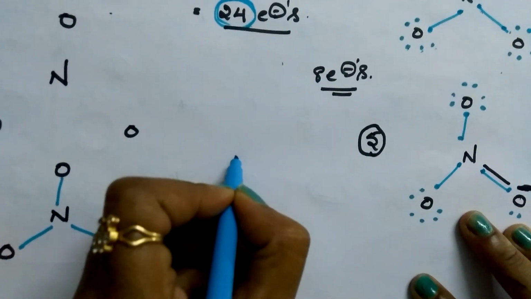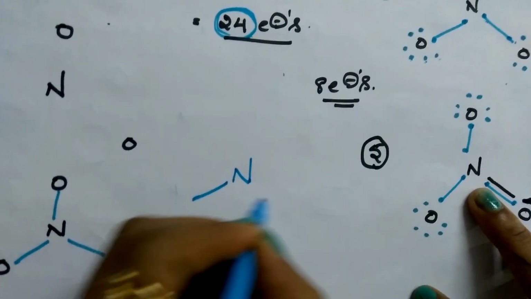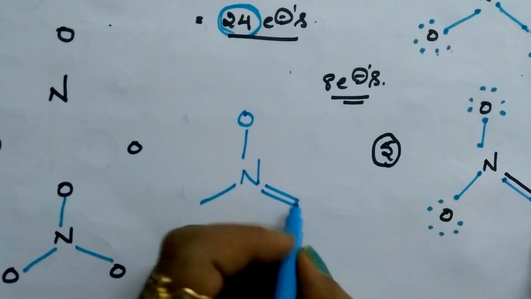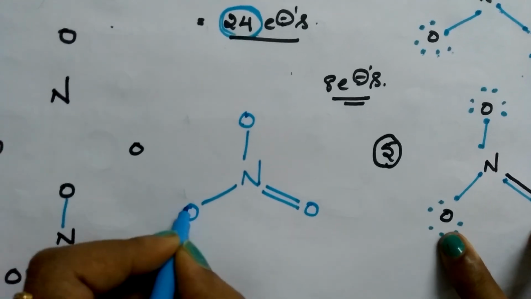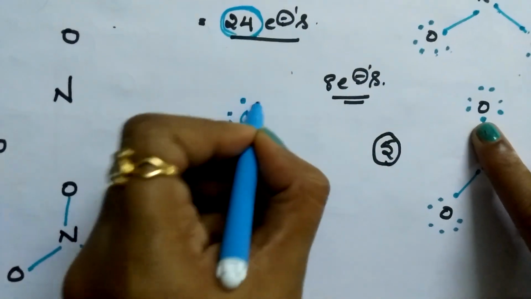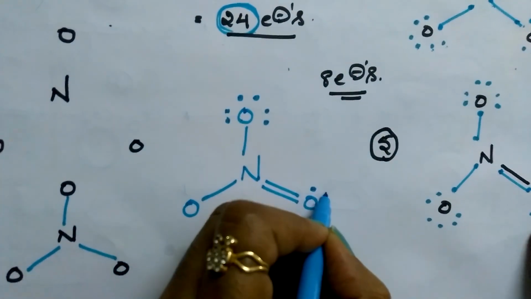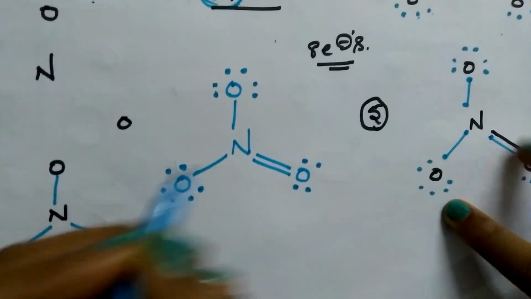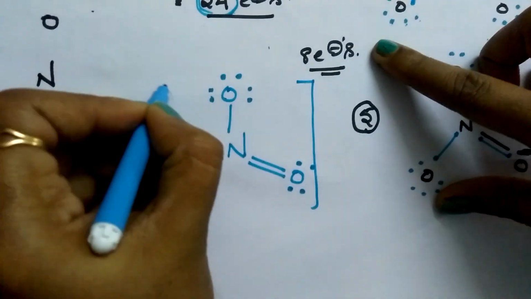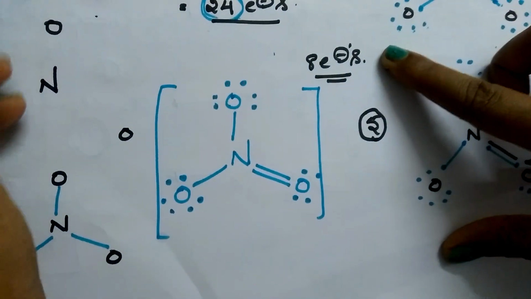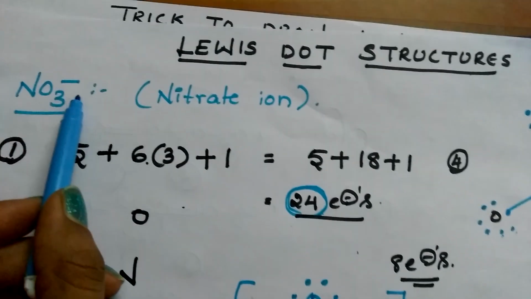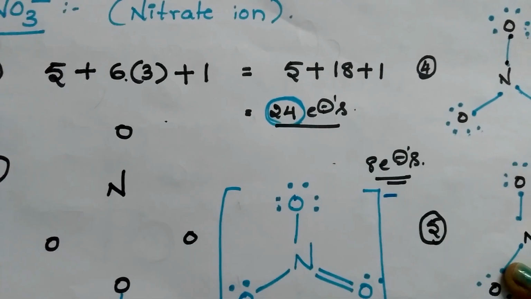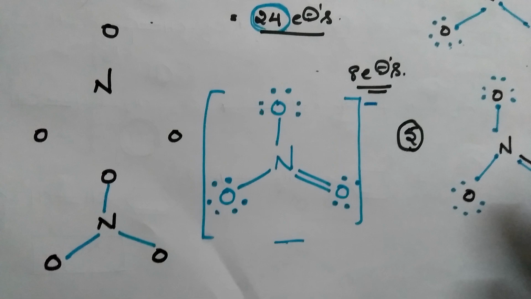See this? Nitrogen at the center, and here one oxygen is there, here one oxygen, here one oxygen. Each is having 6 electrons around it. And if you see, the nitrate ion is having a minus charge on it. So write that minus charge here. That's it. This is the Lewis dot structure.